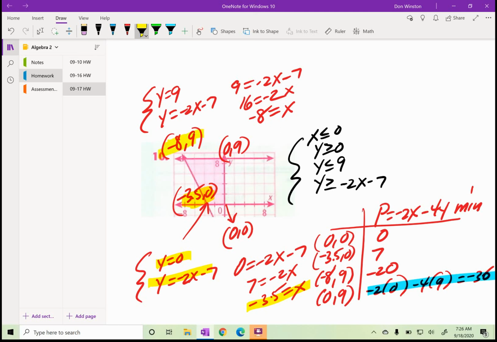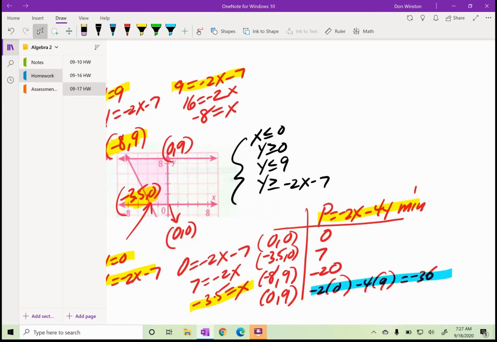But again, notice I did solve for that. That's the intersection of the line y is equal to 9 and y is equal to negative 2x minus 7. Set y equal to y. You get 9 equals negative 2x minus 7. Divided by negative 2, you get x is negative 8, and so y is 9. All right, and then you see the other corner points. Now there they wanted you to minimize the objective function, the smallest value. And so the smallest value you get is negative 36 at the point 0, 9.